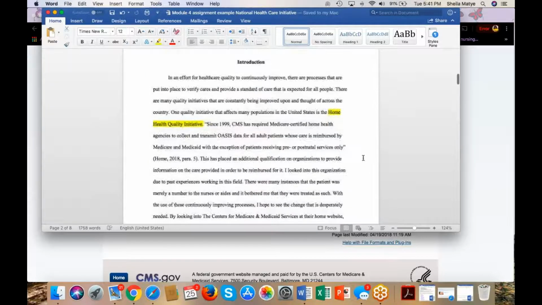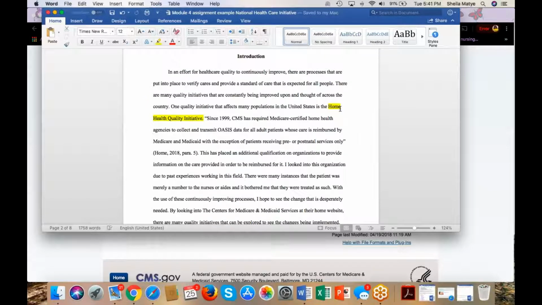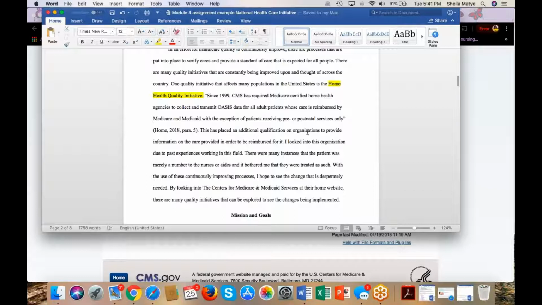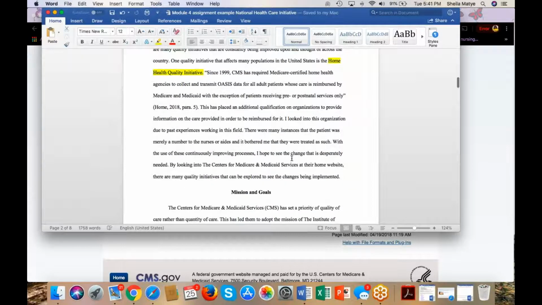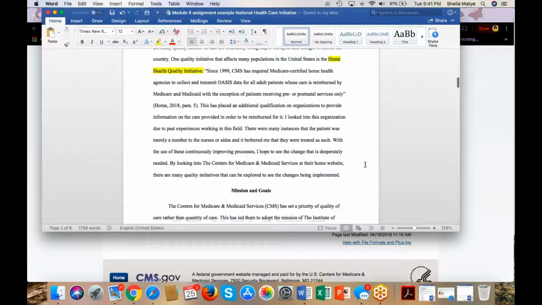Let's see. So under introduction, identify the National Healthcare Quality Initiative, including how to locate the information on the initiative and why you have chosen this initiative to investigate further. Okay. So right here is the initiative. They've talked a little bit about this. This has placed an additional qualification on organizations to provide blah, blah, blah. I looked into this organization due to past experiences working in the field. Many instances, I hope to see changes by looking into the Centers for Medicare and Medicaid Services at their home website. So did they capture everything? I think so, yeah. Yep.